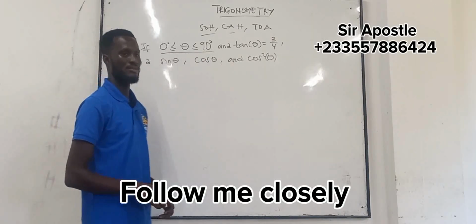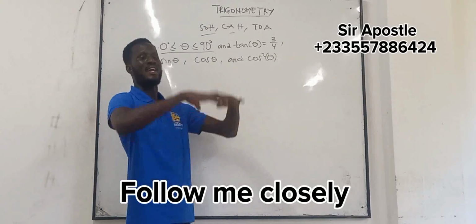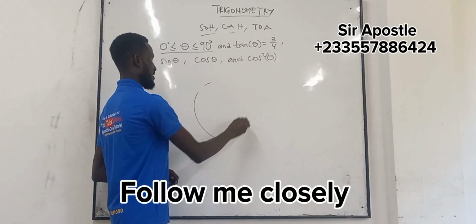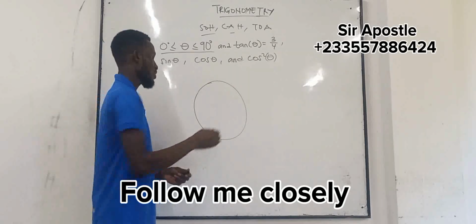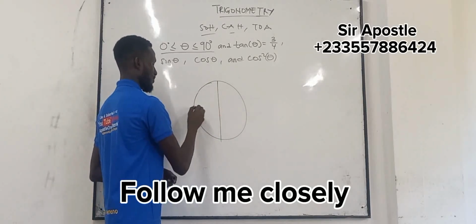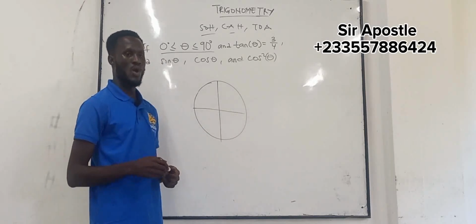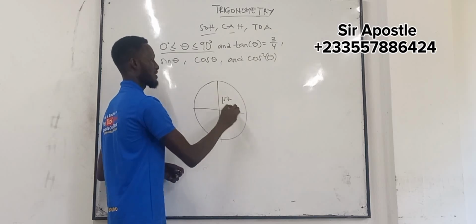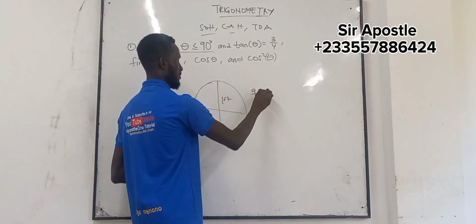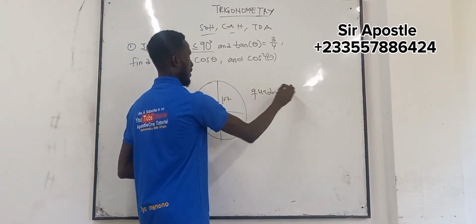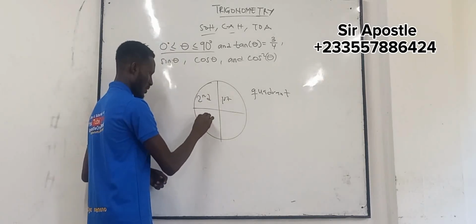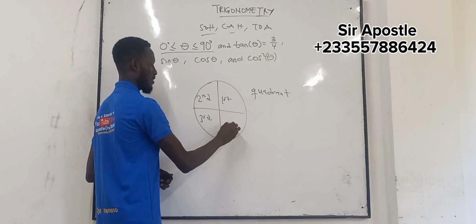Very important, because we can consider an angle of a complete circle, 360 degrees. When you consider a circle like this, you can divide it into quadrants. This one is our first quadrant, this is our second quadrant, this is our third quadrant, and this is our fourth quadrant.